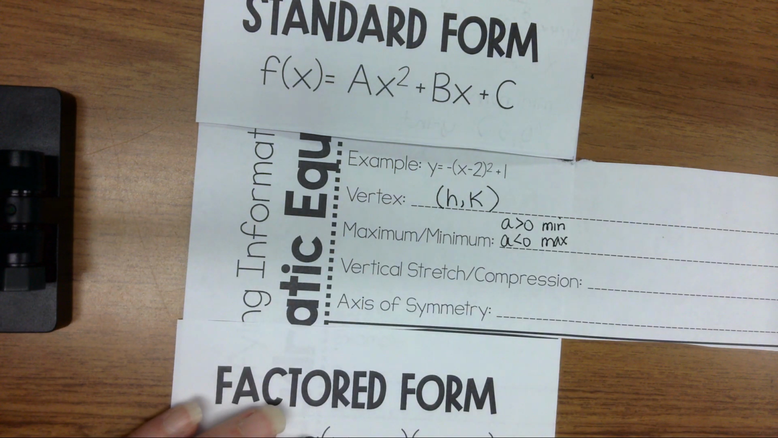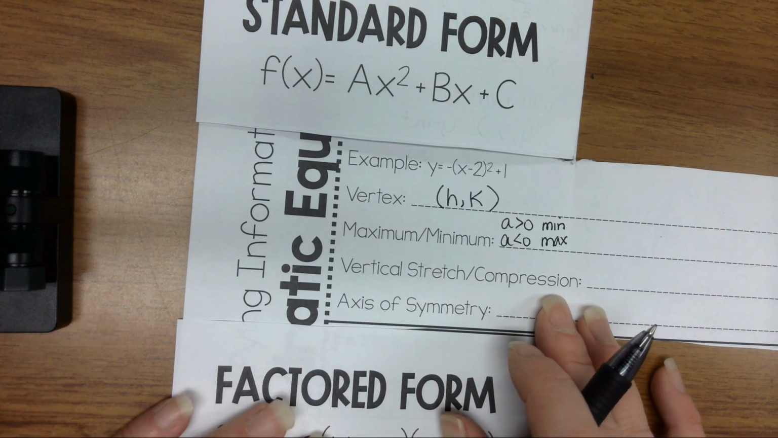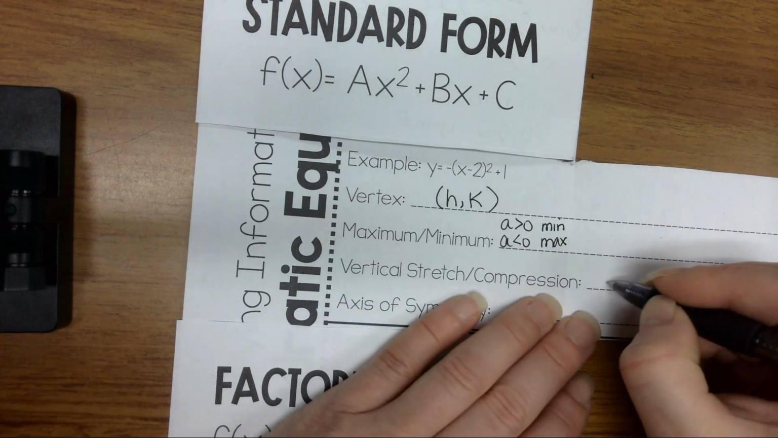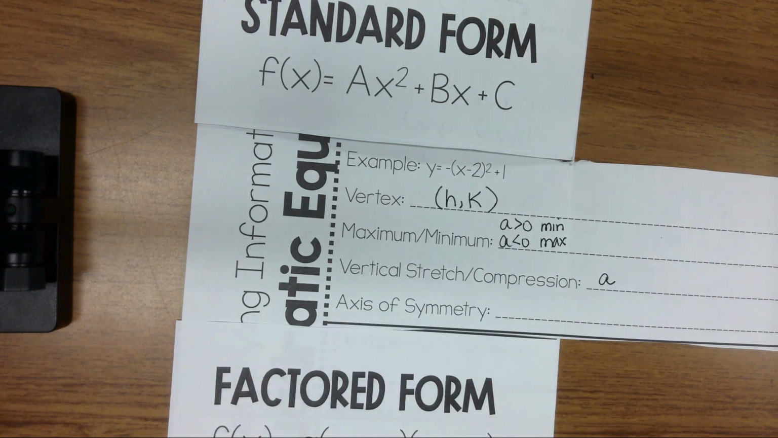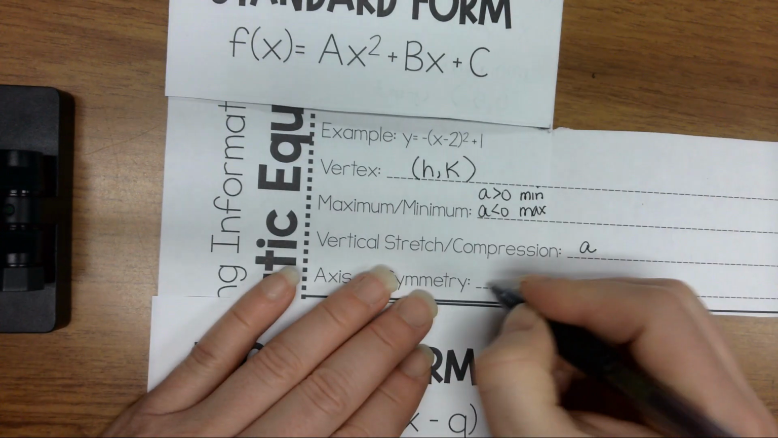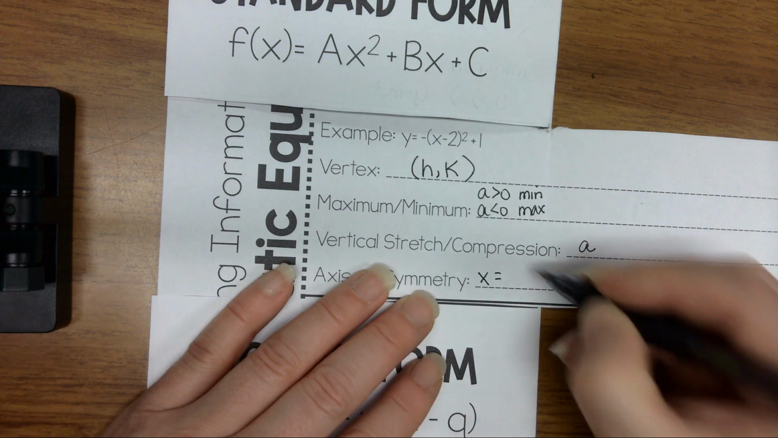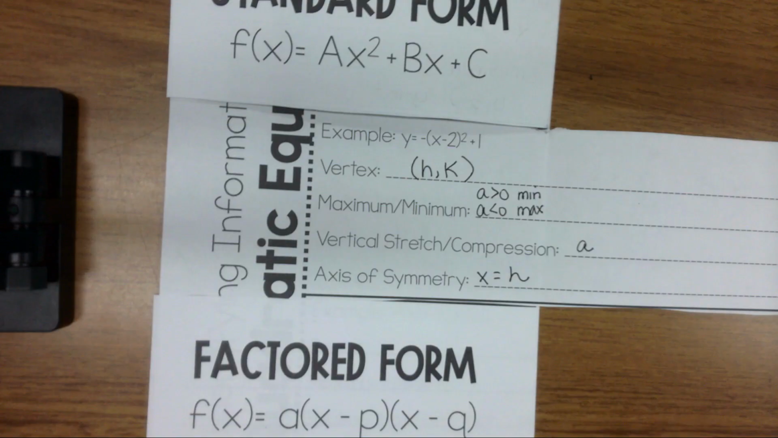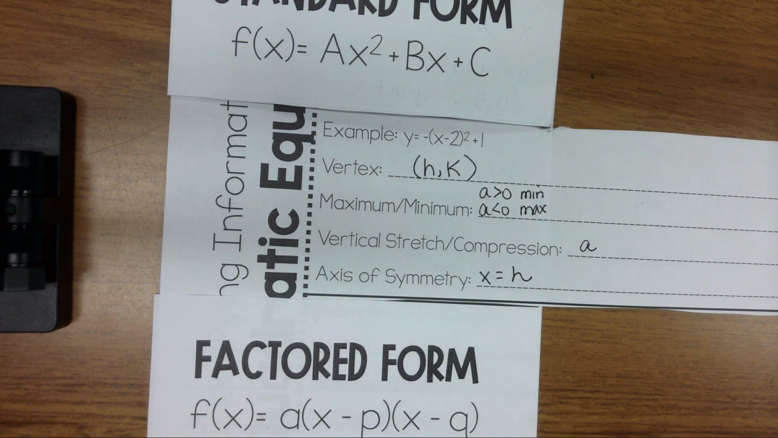I guess I didn't talk about the vertical compression or stretch before. Doesn't a also give us the vertical compression or stretch? So just write that down there. What would the axis of symmetry be? x equals h, whatever the x coordinate of your vertex is. Okay.